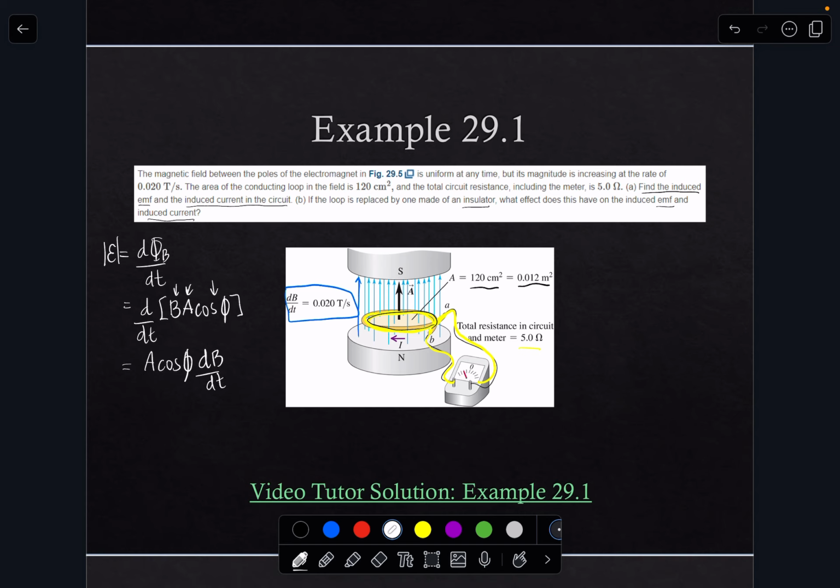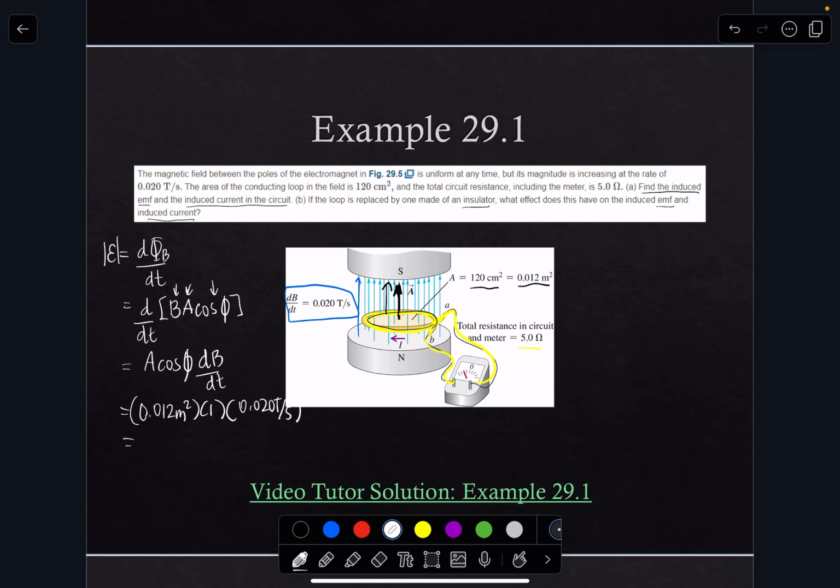Now I can plug in some stuff. My area is 0.012 meters squared. My cosine phi: phi is the angle between B and A. You'll notice that my area vector is parallel to B. The angle between them is 0. Cosine of 0 is 1. So we're going to have a number 1 for our cosine phi. And then finally, dB dt was given to us directly, 0.02 Tesla per second.